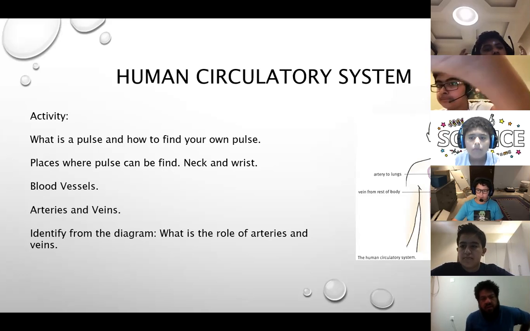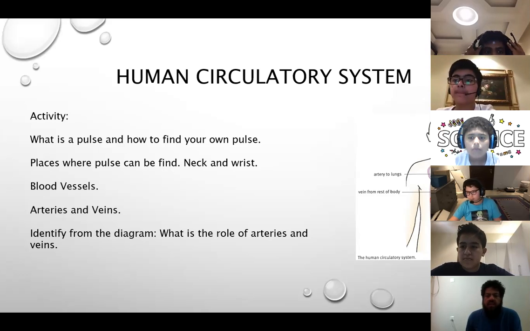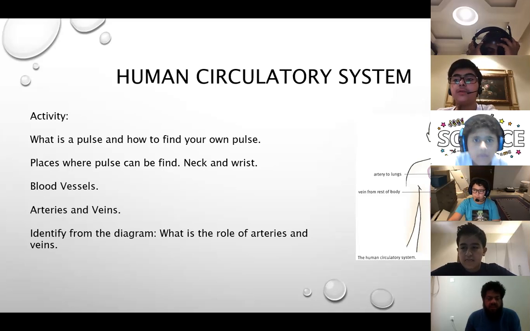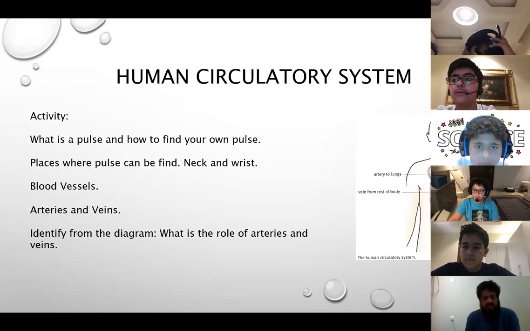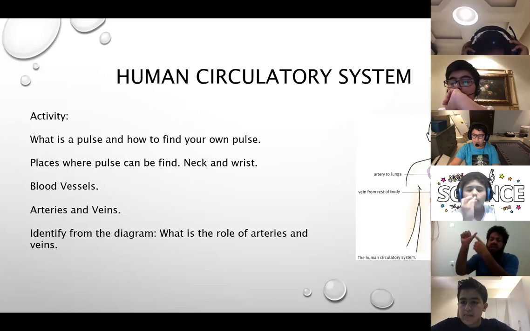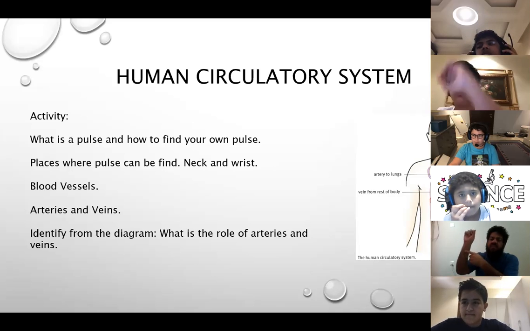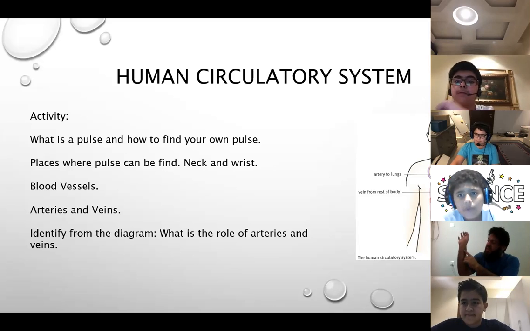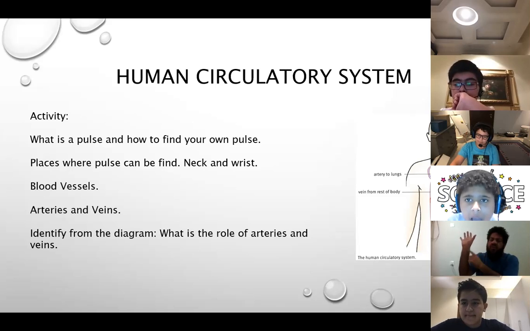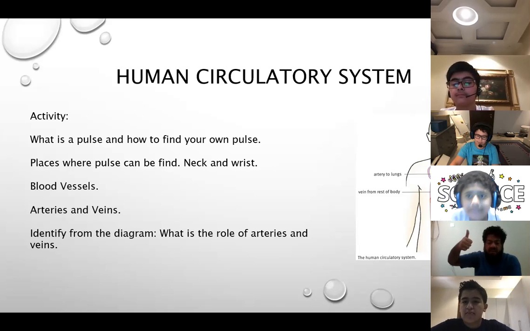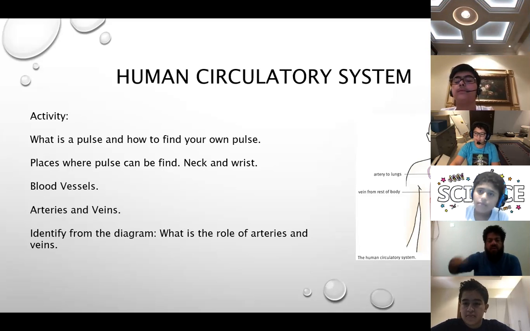Yes, and Khalid. Mister, it doesn't work if you put your thumb on your neck and you want to feel it. It doesn't work. Why? Because your thumb also has a pulse that's coming from here. The reason we put our finger over here is because the pulse is going to the thumb. So if you use a thumb to find the pulse, then you won't, because there is a pulse in the thumb. Okay, thank you.